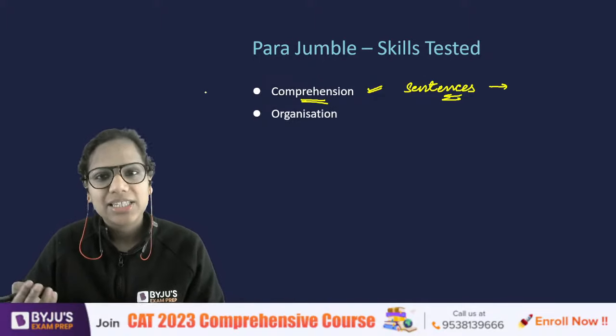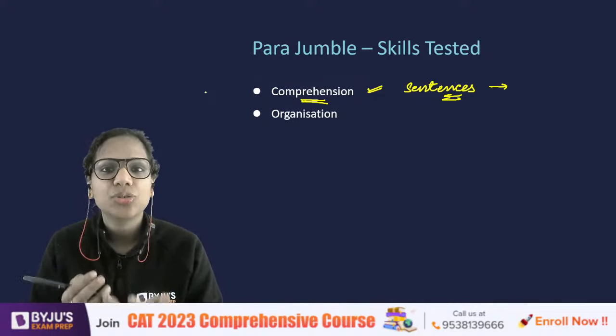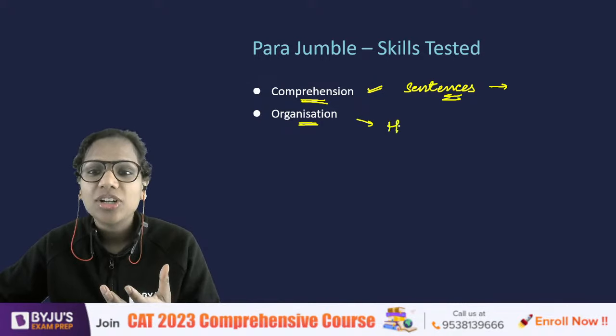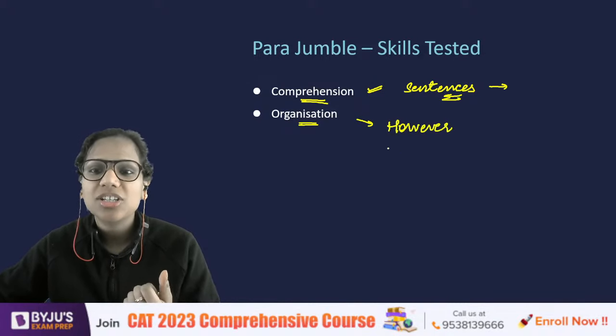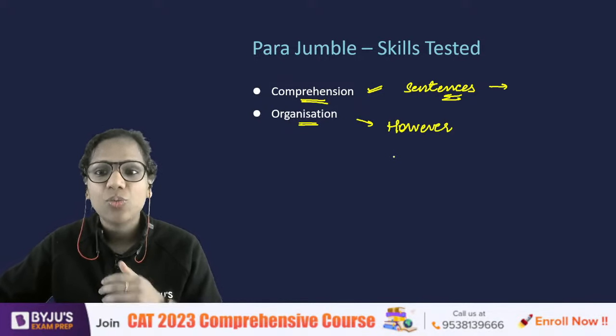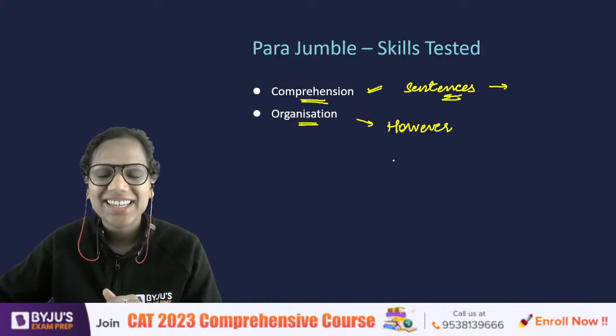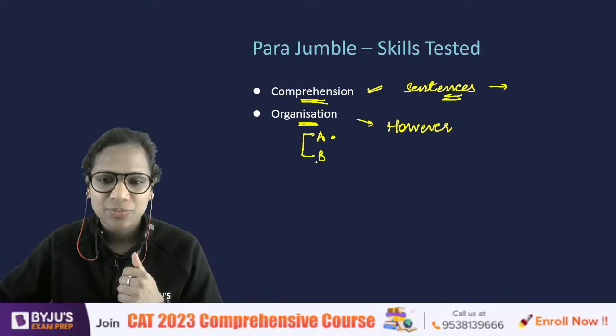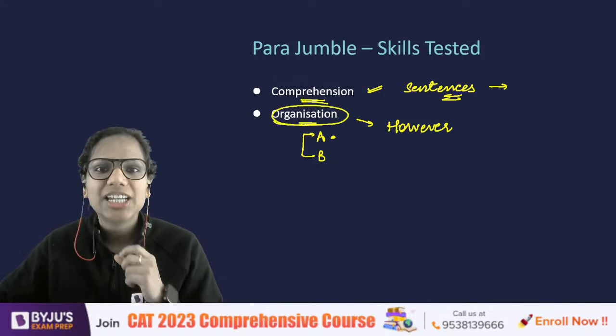Then, organization, how these sentences should be arranged. Do you understand the flow of sentences? Do you understand what the word however means? What does the word consequently mean? What does subsequently mean? Right. So, why should idea A come after idea B? What is the thematic connection there? So, do you understand these kinds of things?